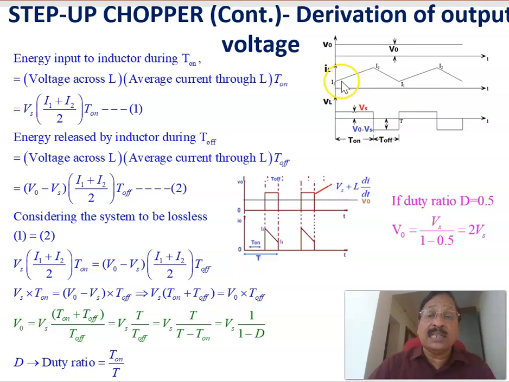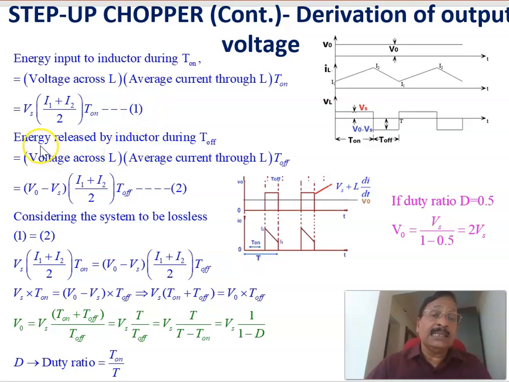The average current is, with I1 and I2 as the minimum and maximum currents, I1 plus I2 divided by 2, and the time is the on period T on. Therefore, this much is the energy stored in the inductor when the chopper switch is on.